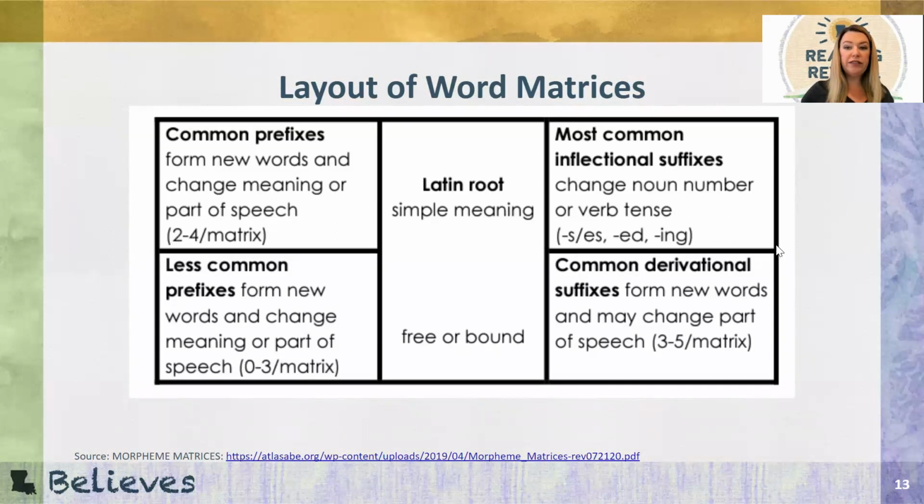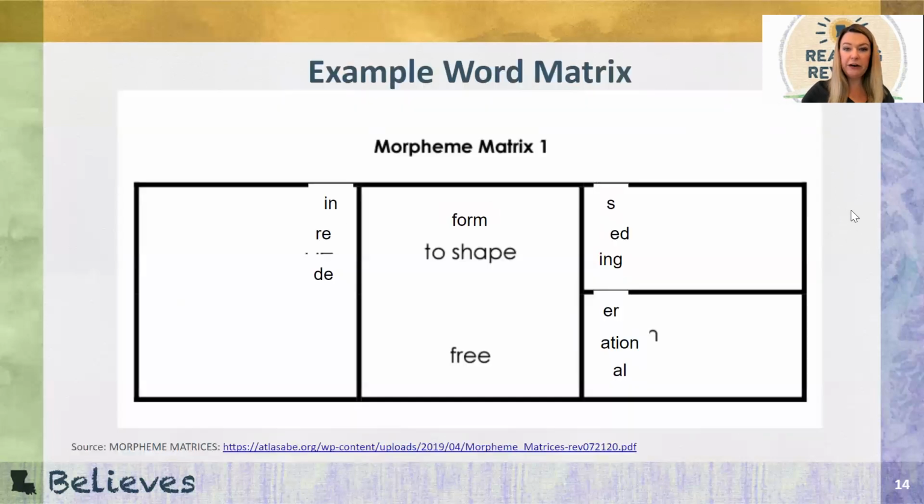So let's get into what this looks like. Here's my example for you. Okay, class, today's word matrix, we're going to talk about the Latin base of form. And form means to shape something. And it's a free base, meaning that it can stand by itself. Form by itself is its own word. It doesn't need a prefix or a suffix to exist. And there are some different suffixes or endings that we can add to form in order to make it plural or in order to change the tense.